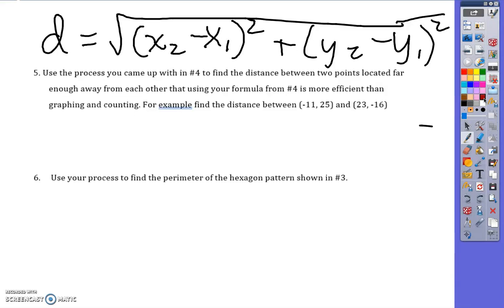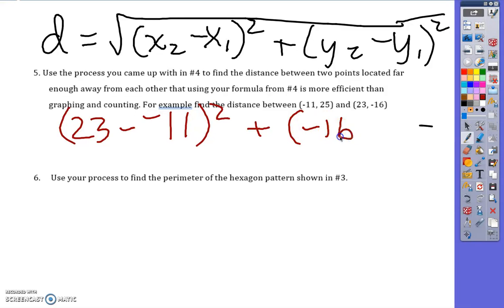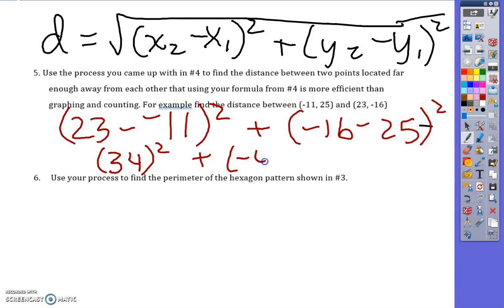So I'm going to have the x's. I'm going to take the one, so 23 minus negative 11 and square that, plus negative 16 minus 25, and I'm going to square that. So here I'm going to get 34 and square that. And over here I'm going to get negative 41. And notice it's in parentheses. This is important, and square that. I'm running out of room because finger writing takes a lot of space.